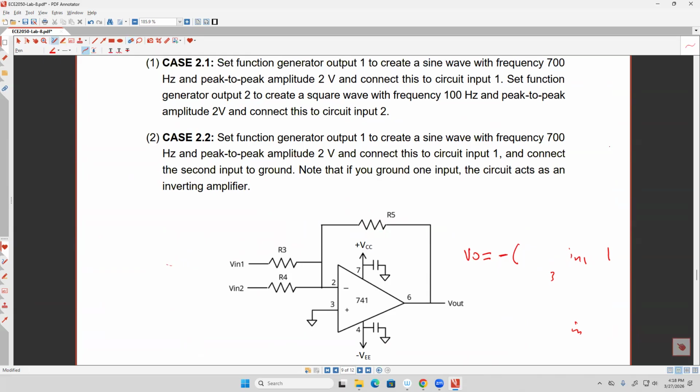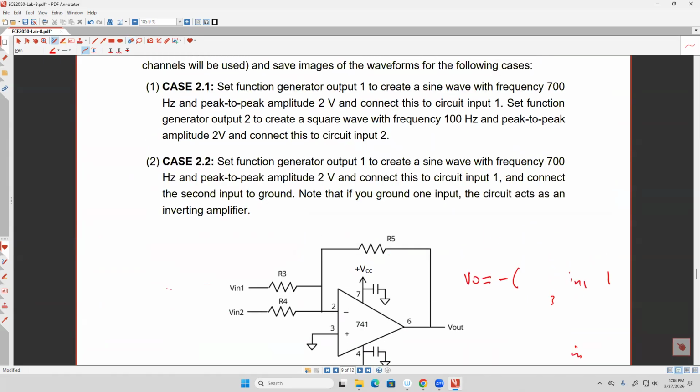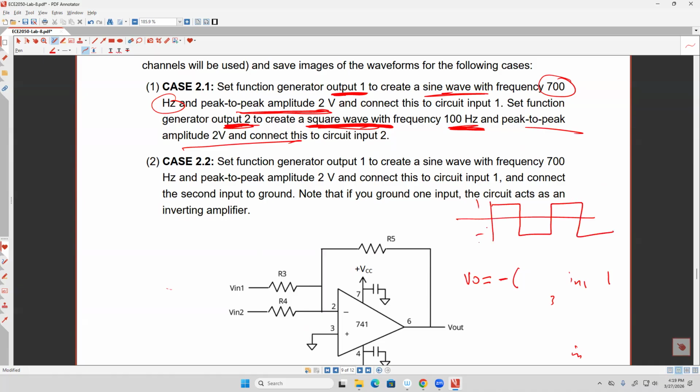for the function generator. Let me see what I told you. Set the function generator output one, channel one, to create a sine wave with frequency 700 and peak-to-peak value 2 volt. So the first one is a sine wave. For the second channel, or second output, I'm asking you to create a square wave with this frequency and with 2 volt amplitude, which is actually 1 and -1. Make sure again it's going to be something like that.